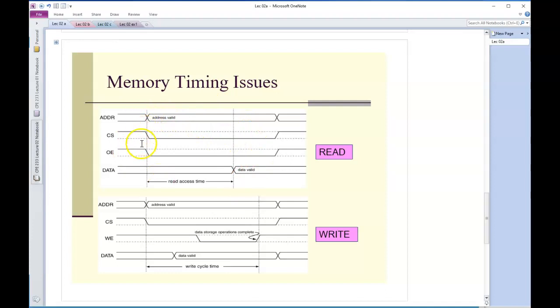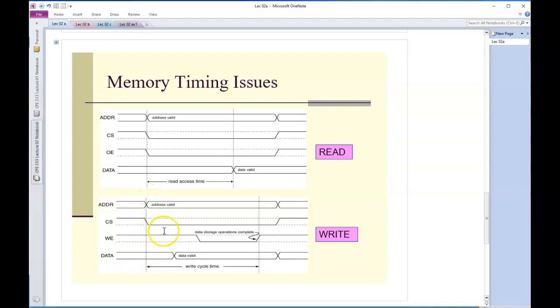Essentially, I'm going to throw it an address, throw it some control, and sometime later, I'm going to get the data I want. This time between when I give it the address and control lines and when I get the data is referred to as the read access time. It comes by many names, but the important thing is it's not instantaneous. It takes some time.